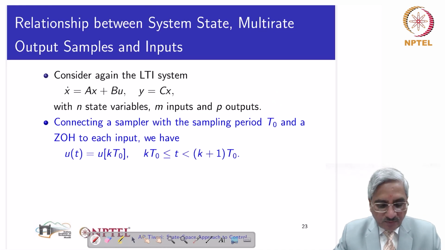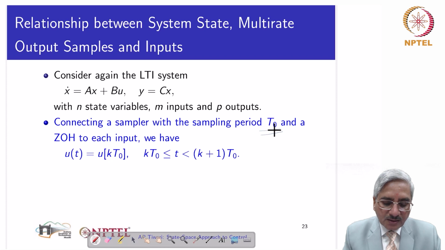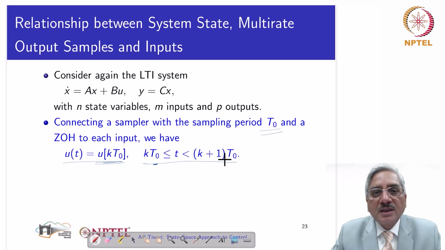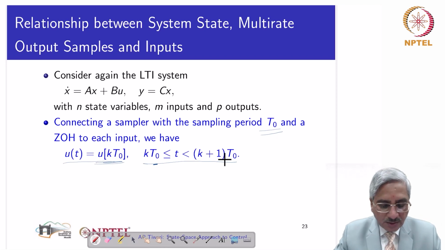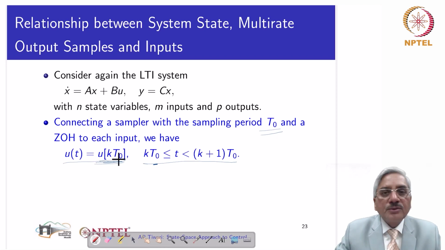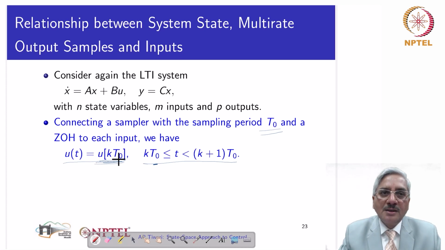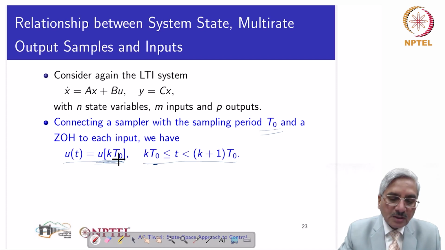Now, as we said, we are connecting a sampler with the sampling period t0 and a zero order hold at each input. So we have u(t) constant during the sampling interval between kt0 and (k plus 1)t0. It is equal to u(kt0) because the input is sampled and kept constant with a zero order hold. So this is the input.